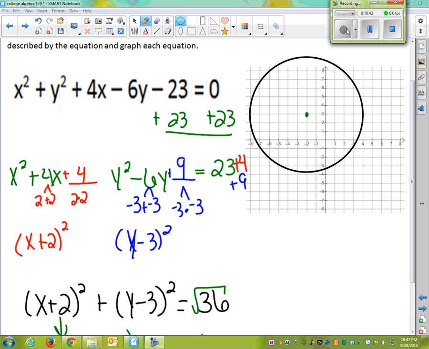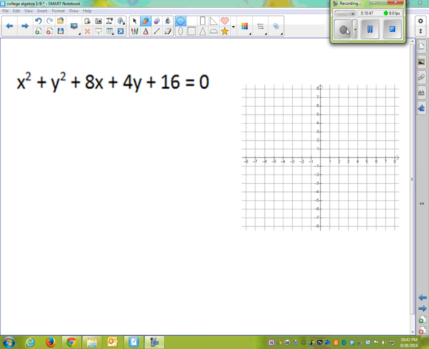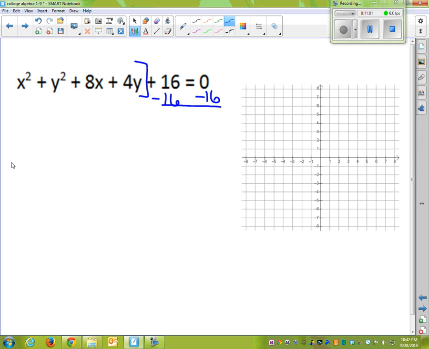All right, let's try it one more time together, and then I'll have you do one on your own. Step number 1, I want just the x's and y's on one side, so subtract 16 over. When I rewrite it, bring the x's together, x squared plus 8x. Bring the y's together, y squared plus 4y equals negative 16.